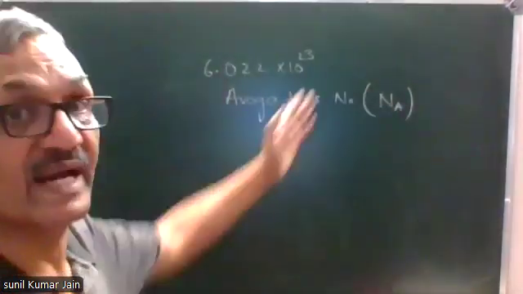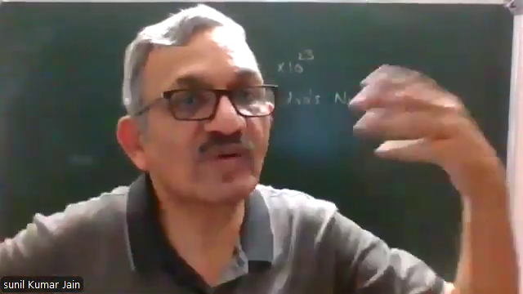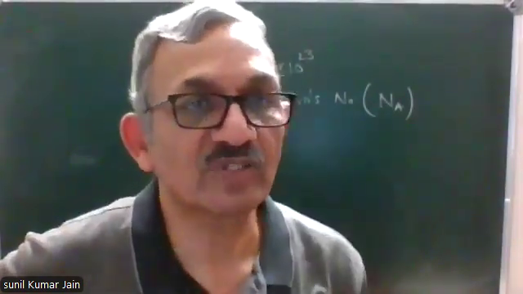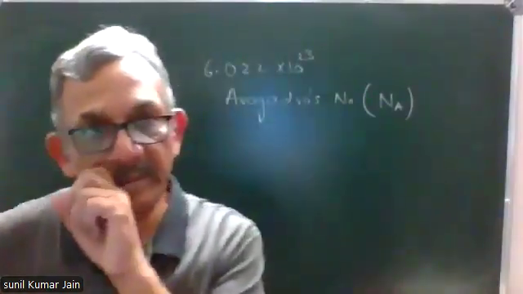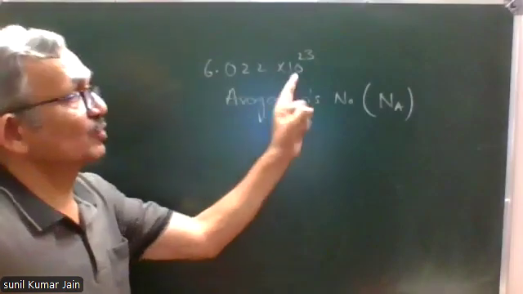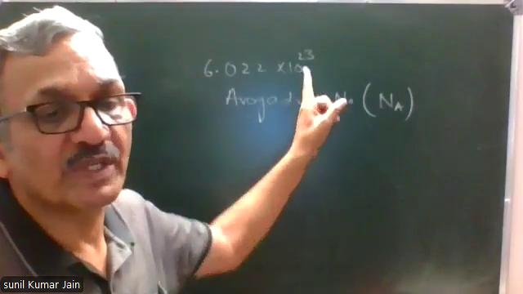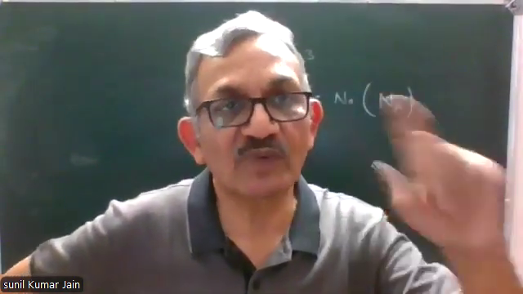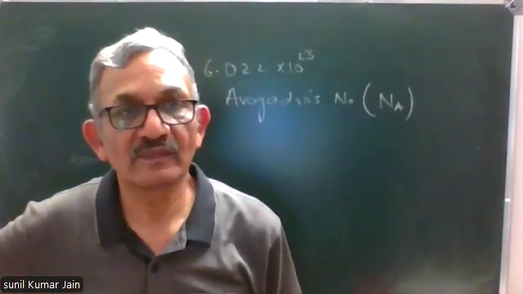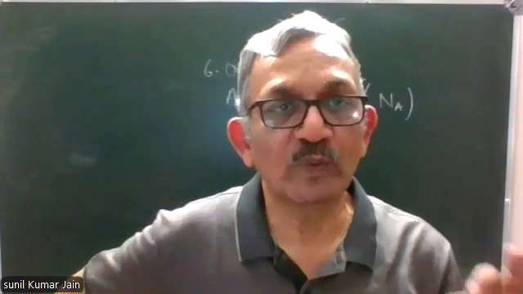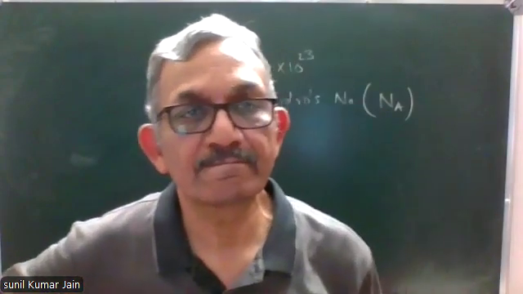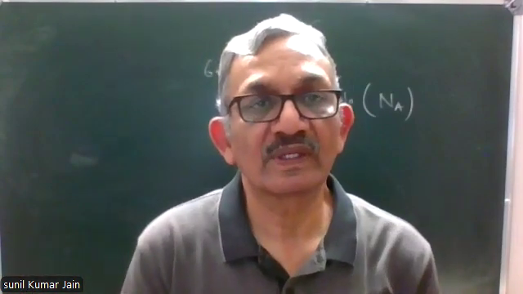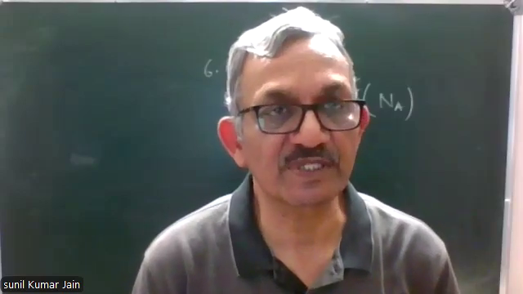So if I say so many atoms of oxygen, it means 1 mole of oxygen atoms, and the mass will be equal to the atomic weight, and that is 16 grams of oxygen. Right. Similarly, 6.022 into 10 to the power 23 molecules is 1 mole, and it weighs equal to the molecular weight of the substance.